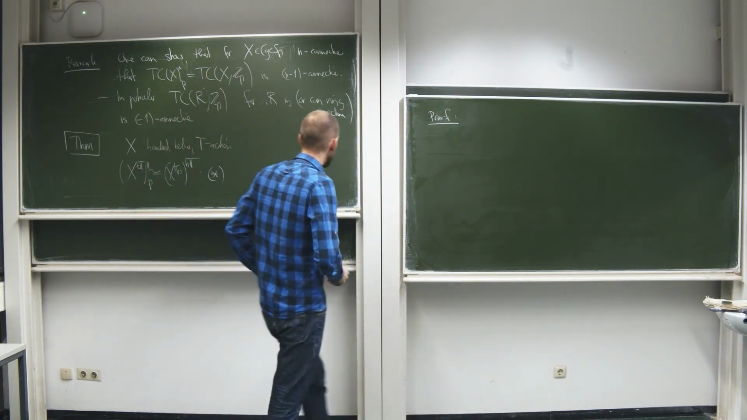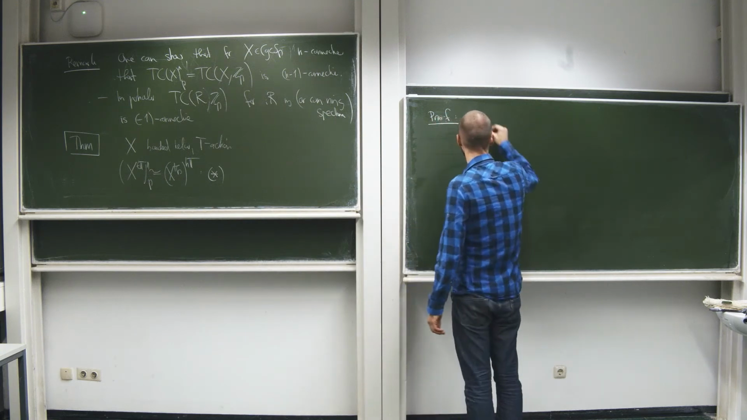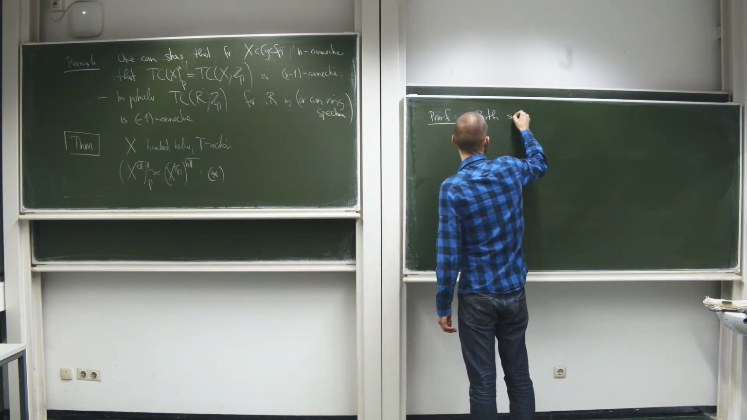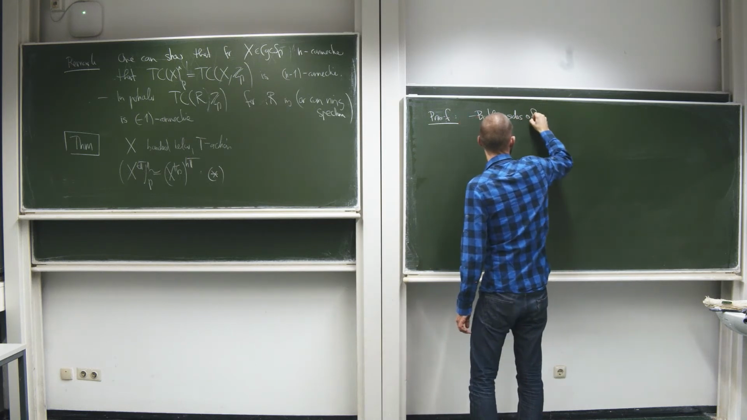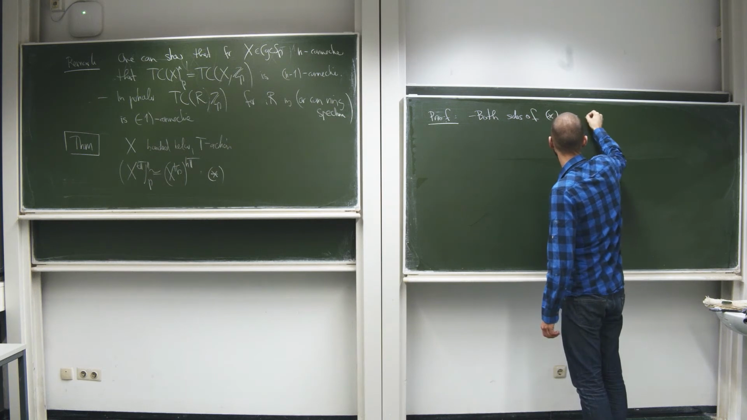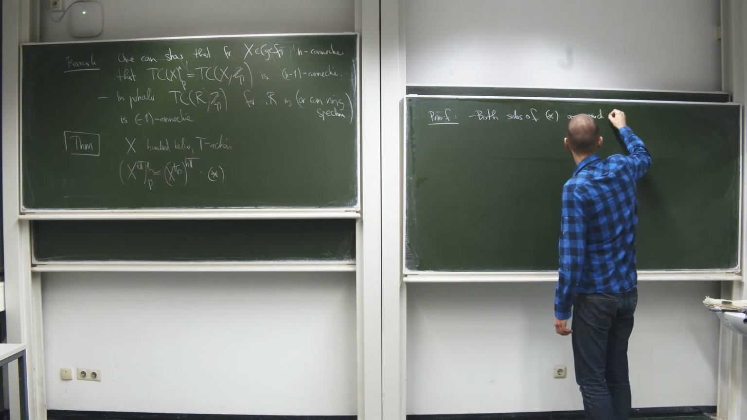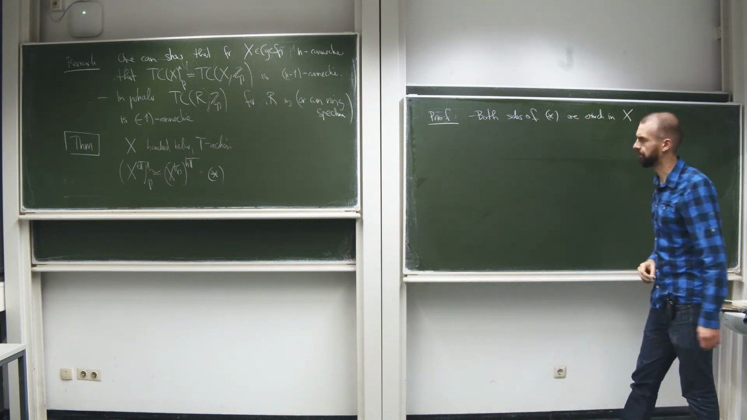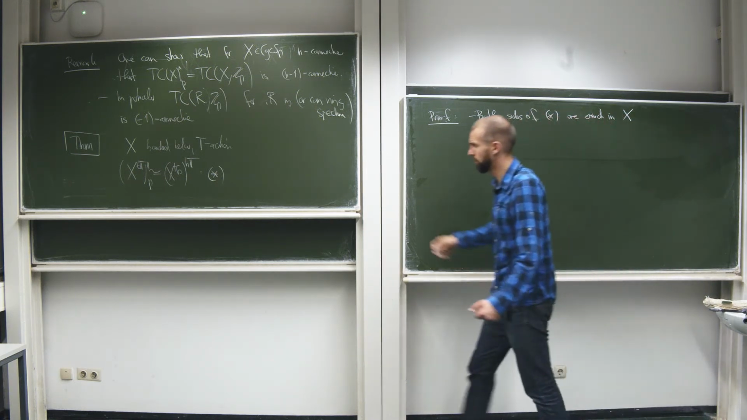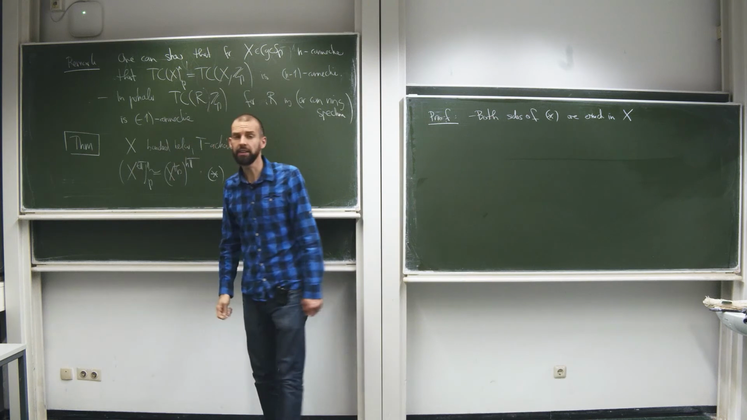So first observation is that both sides of star are exact functors, are exact in the X. And, right, this is clear because all of the functors involved are exact.